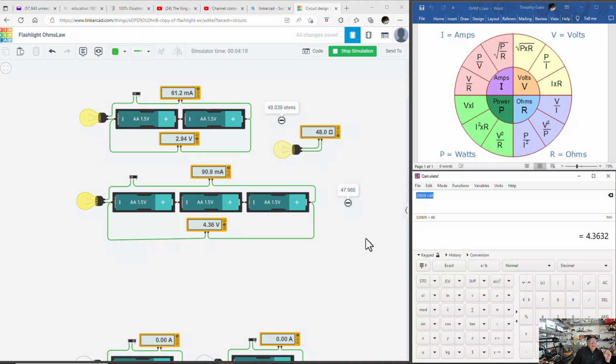Now let's calculate current. So current would be volts divided by resistance. So that would be 4.36 divided by 48. 0.0908. That's basically, you could make this 0.0909. It's just slightly different because I used 48 instead of 47. We'll try it with 47.